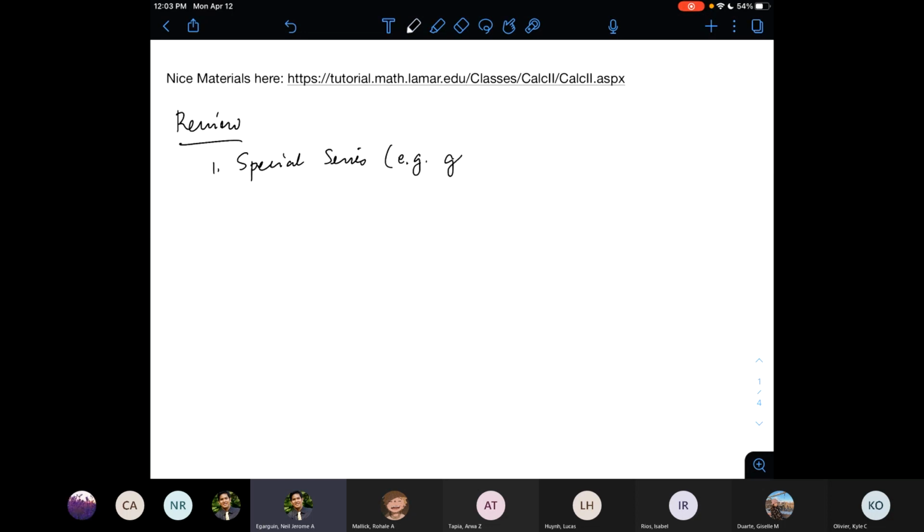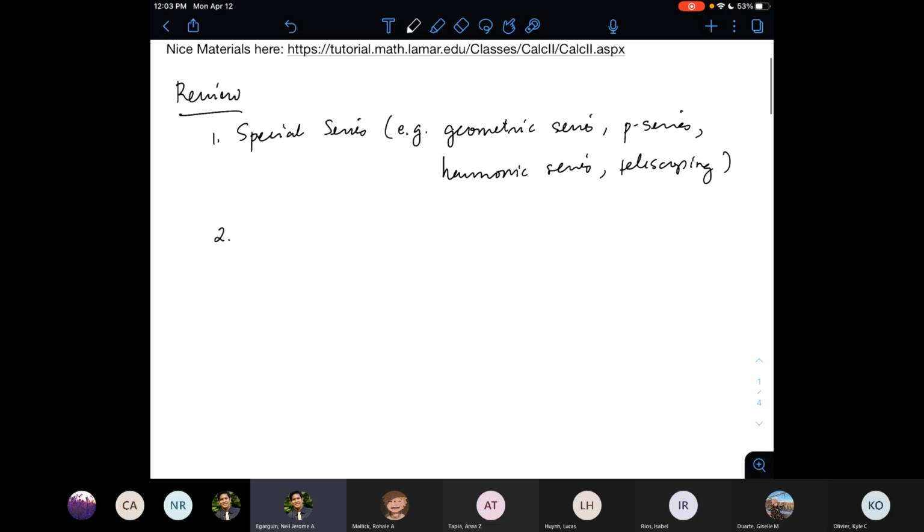For instance, we have geometric series, we have p-series, we also have the harmonic series, which we know to be divergent. And what else? We also have telescoping series, which would be convergent depending on the formula for the partial sum, right? Now, if it's not a special series, then you can try the basic divergence test, or the BDT. The BDT is easy to implement. You can actually do the test in your head.